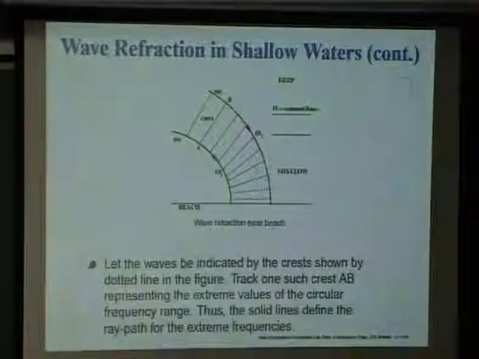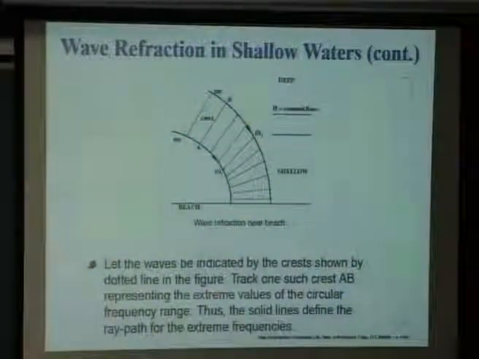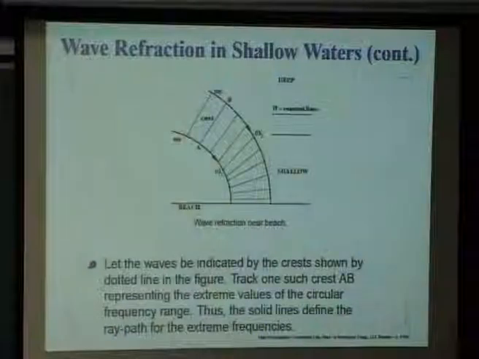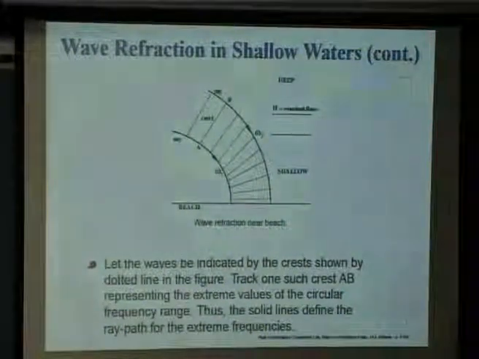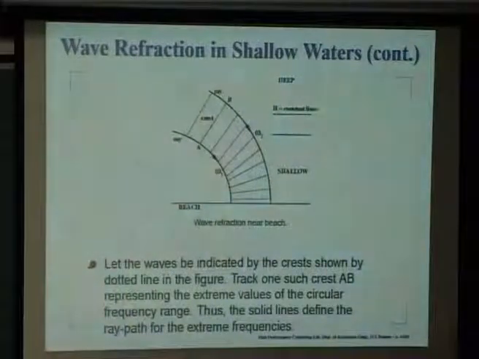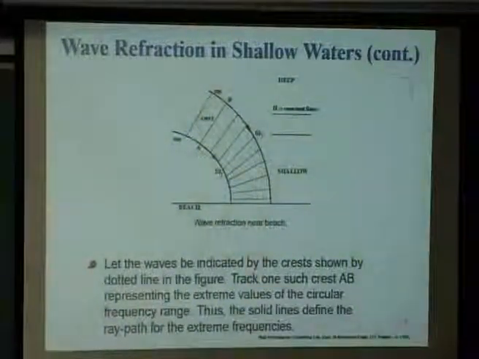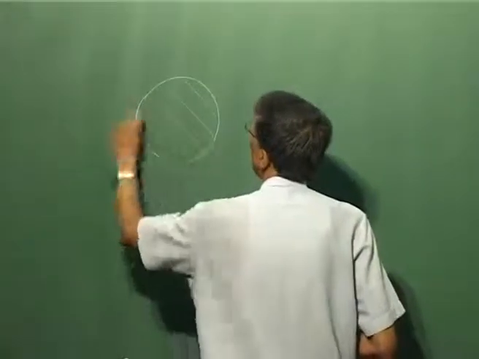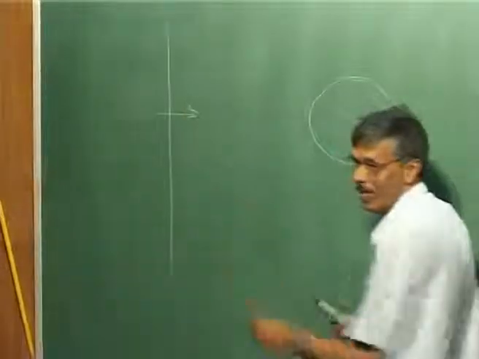Both of the extremities move with the same speed, and once it becomes parallel, it remains parallel. In fact, I have not shown it, but you can take a look at a similar thing happening in a hypothetical case. Let us say this is some kind of an island and the waves are coming like this. What will happen?